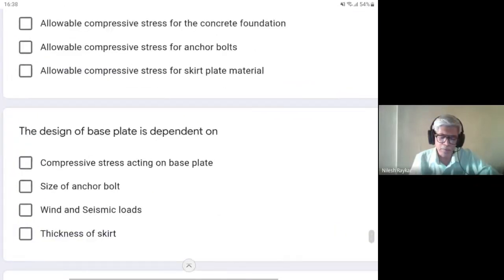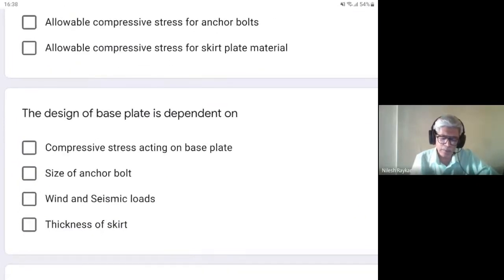Okay, the design of base plate is dependent on compressive stress acting on the base plate. So is it correct? Does the design of base plate depend on compressive stress acting on the base plate? So as we said, design of base plate involves the thickness of base plate and the width, that L parameter in the calculation. So do these parameters get affected by compressive stress acting on the base plate?